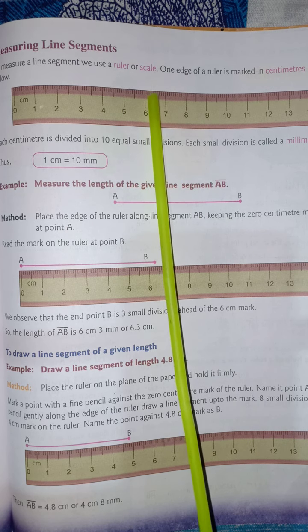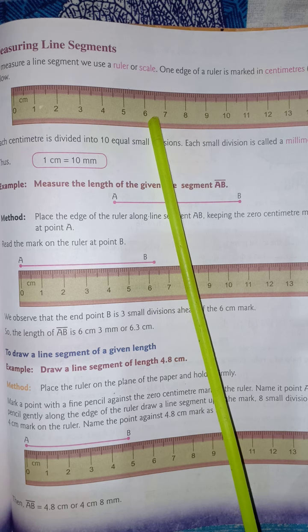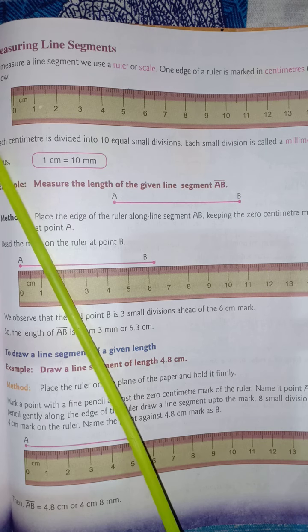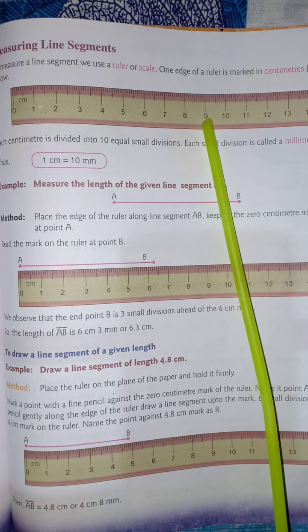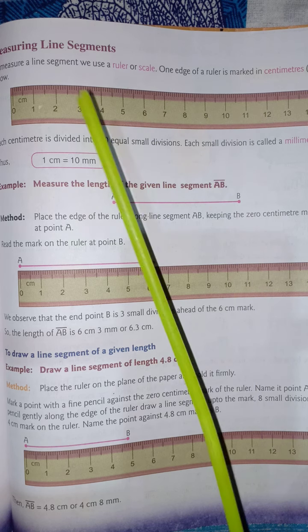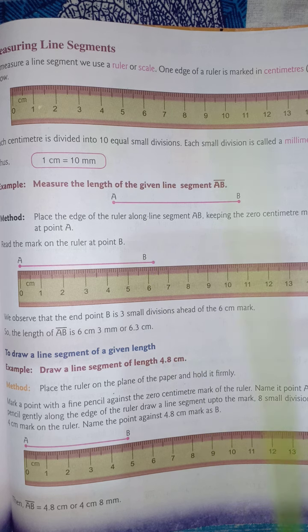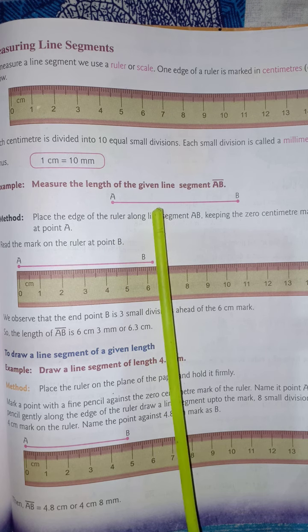Now, measuring line segments. How do we measure a line segment? We measure the line segment with the help of a ruler or scale. Look here. This one is a 15 centimeter ruler. Here 1 centimeter is equal to 10 mm. How to measure?